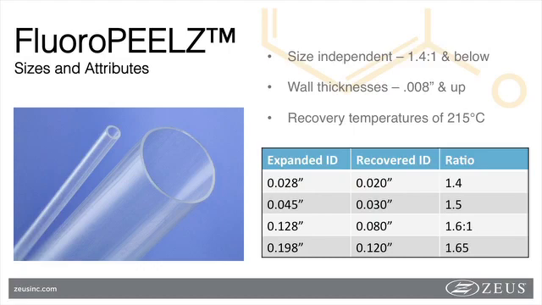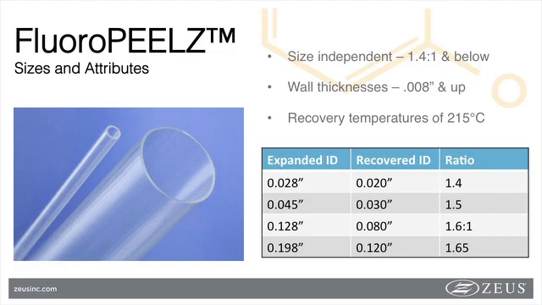However, the very property that makes it so attractive in the end can make it very difficult to expand to very high ratios. After all, the tube peels. However, in certain sizes, Fluoropeels can be expanded to as high as 1.65 to 1. For instance, an expanded 198 thousandths of an inch tube can be recovered down to 120 thousandths diameter.